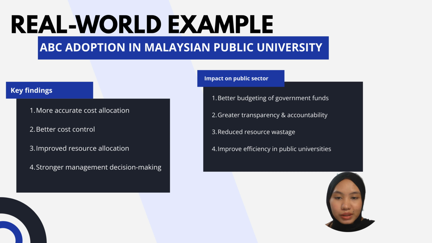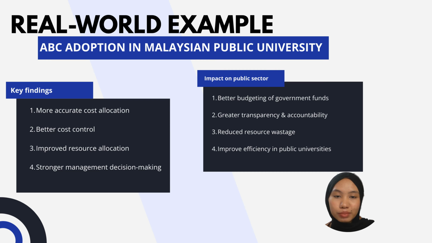Next, ABC helps management identify activities that consume the most resources, such as laboratory maintenance, research activities, or administrative services. This allows the university to monitor spending and reduce unnecessary costs. Thirdly, ABC provides detailed information on where resources are being used. This helps universities allocate budget more effectively to faculties, programs, and services that require greater support.